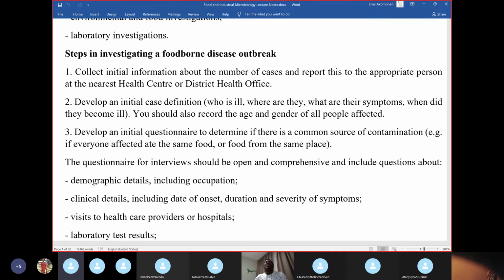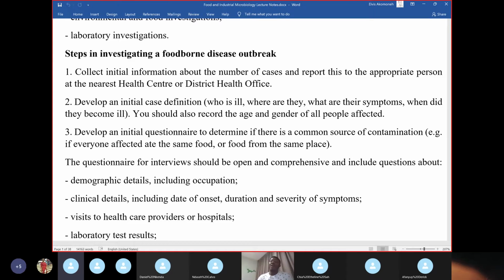So immediately you get it, you need to either place a call or drop a WhatsApp message to the district health service so that a full-scale investigation could be initiated, and restrictive measures put in place to contain the ongoing transmission and also prevent future occurrences, as we highlighted at the beginning. After reporting, the service, in collaboration with you, will now develop an initial case definition.